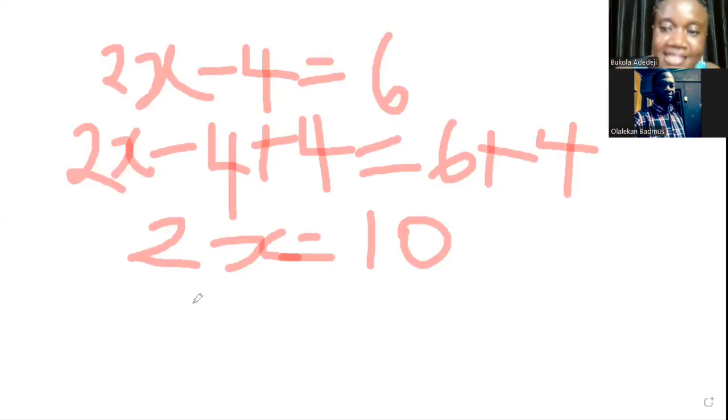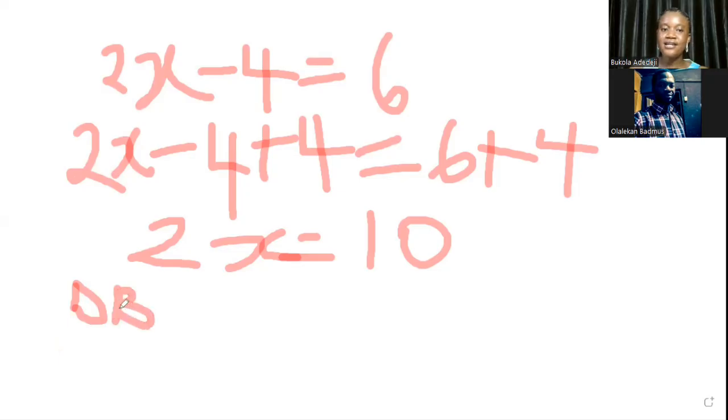Now we have 2x. 2x shows us that 2 multiplied by x will give us 10. For us to get the value of x, we need to do something. And what's that thing? Because we have multiplication, 2 multiplied by x equals 10. Don't forget I said you do the opposite, which is divide. So you divide both sides. Divide both sides by 2.